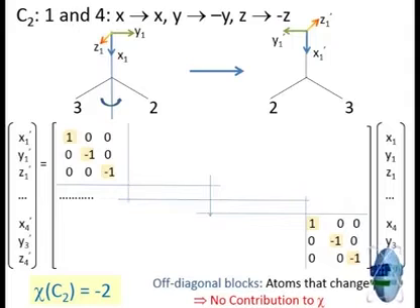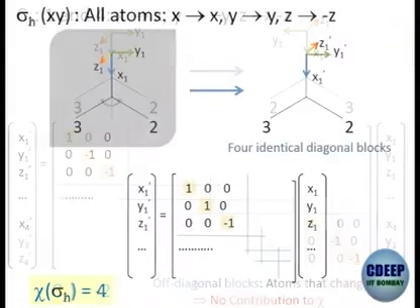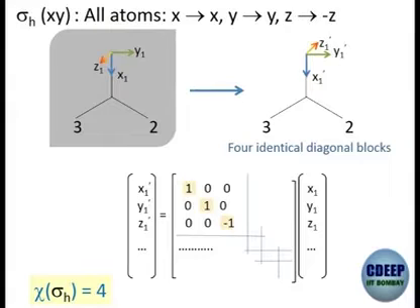The character of C2 is minus 2. All right, C2 is done. What is next? Let us do sigma H. For sigma H, which are the atoms that move from their position? None. Does that mean we have to work with 12 coordinates?